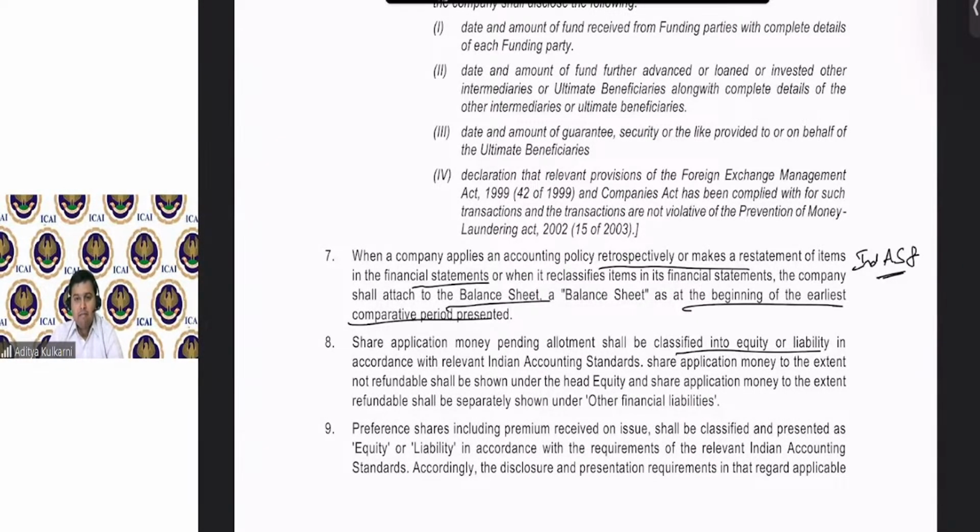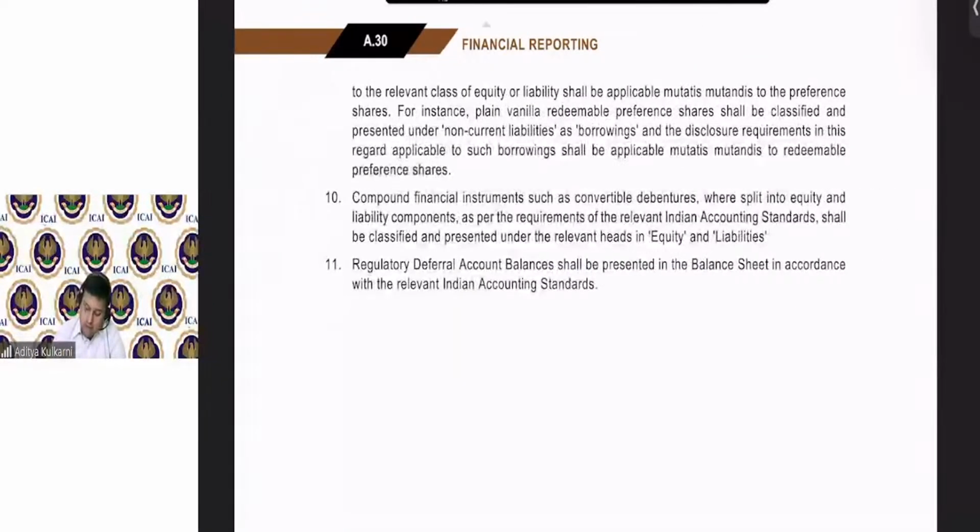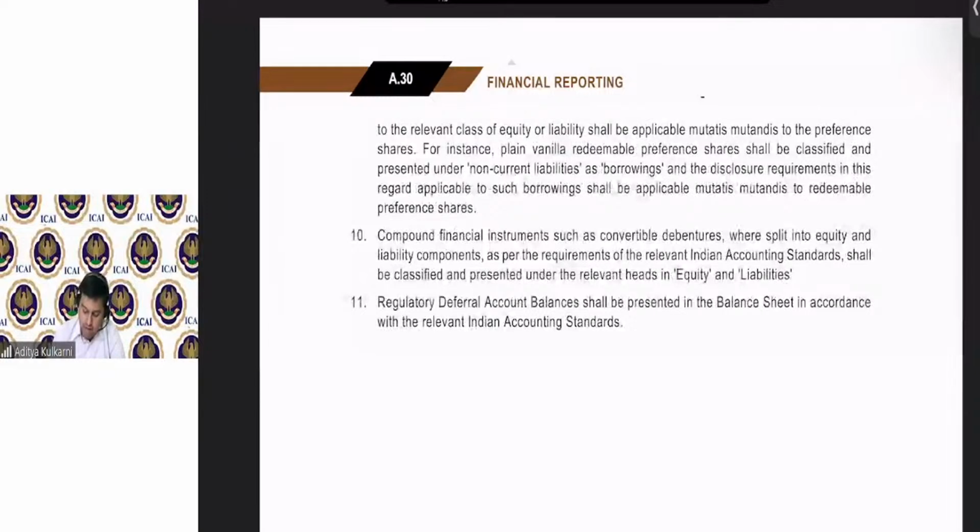Share application money to the extent non-refundable is to be shown under equity, and share application money refundable is to be shown separately under other financial liabilities, because it represents an obligation to deliver cash. Preference shares, depending on their nature, shall be classified as equity or as a liability. Disclosure and presentation in that regard shall be applicable to the preference shares.